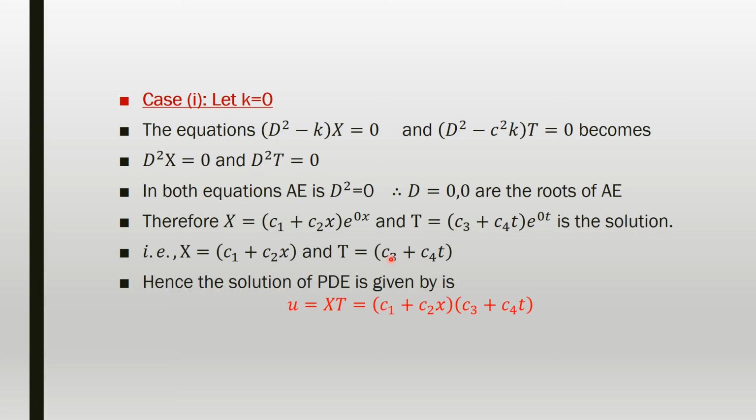Now, initially for this partial differential equation, that is the wave equation, we assumed the solution as u = XT. Now we got expressions for X and T, therefore we just multiply them. That is, (c1 + c2x)(c3 + c4t) is the solution of the wave equation whenever the constant k is 0. Now let me discuss another case.